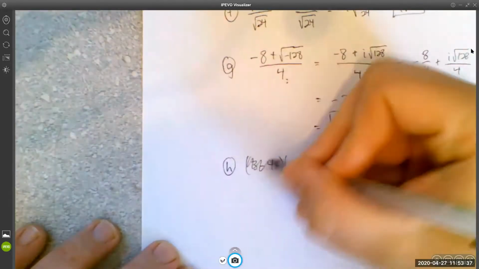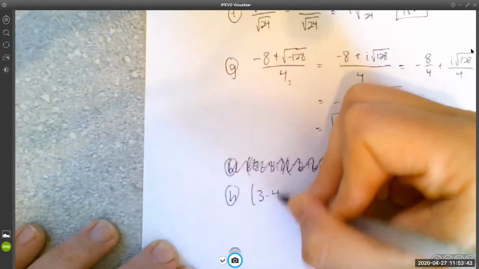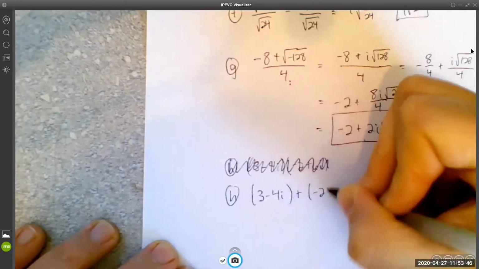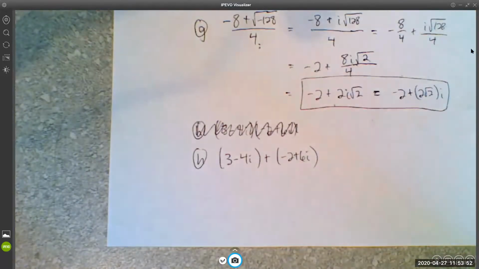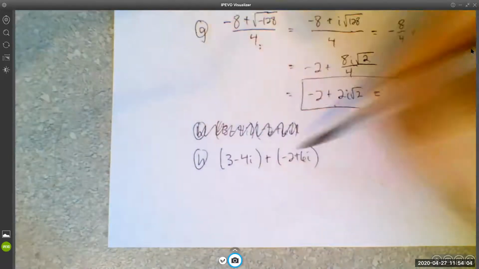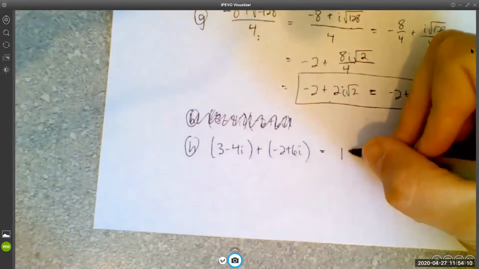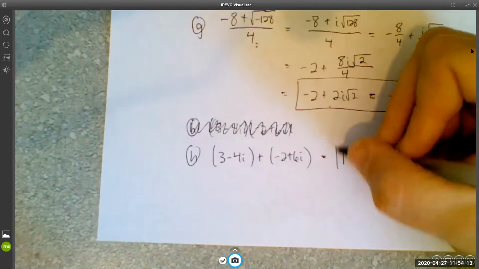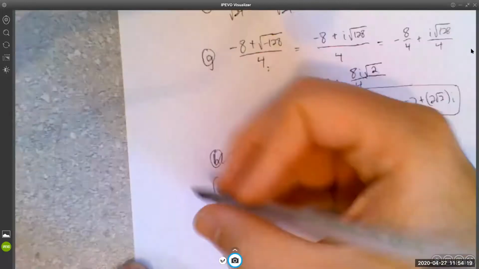Oh, I'm sorry, I don't want to do multiplication yet. Let me try this again. Let's do, oh, it's the same numbers, 3 minus 4i plus negative 2 plus 6i. The trick here is to treat these exactly like you would treat variables. You can treat i just like a variable. So when you're adding two linear expressions, you combine like terms. In this case, 3 and negative 2 are like terms. That gives us 1. Negative 4i and 6i are like terms, and together they give us 2i. That's the answer. And notice that our answer is in the form a plus bi. So that's how we like it.